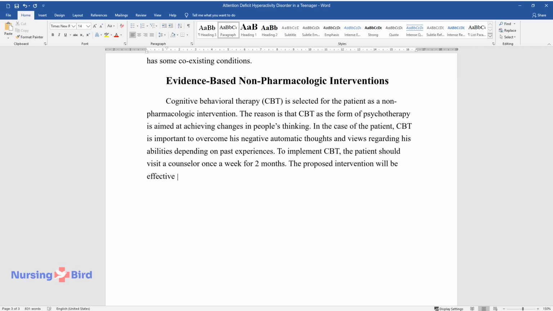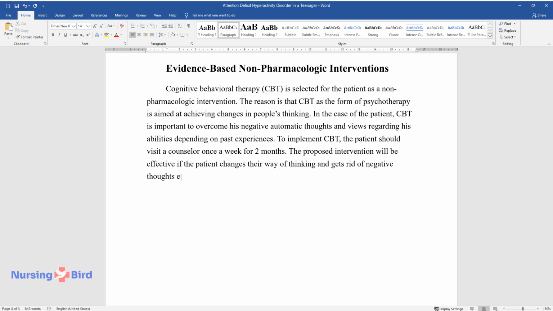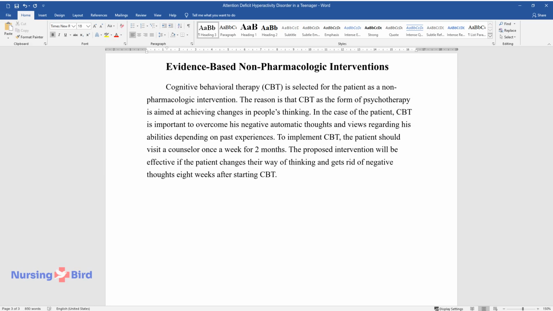The proposed intervention will be effective if the patient changes their way of thinking and gets rid of negative thoughts 8 weeks after starting CBT.